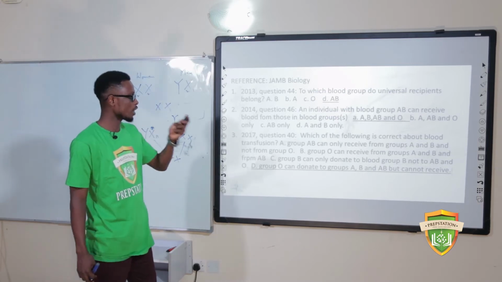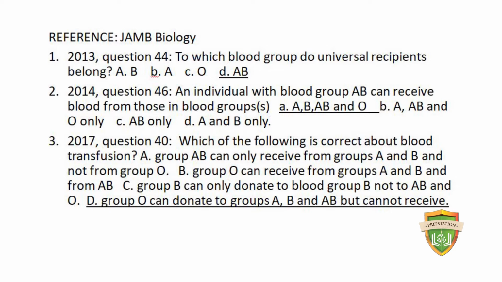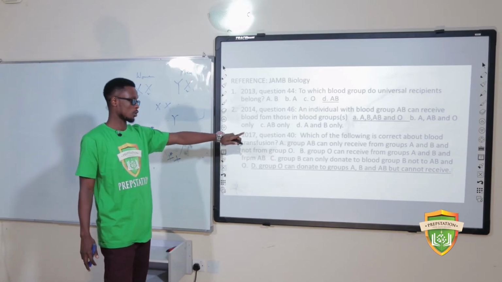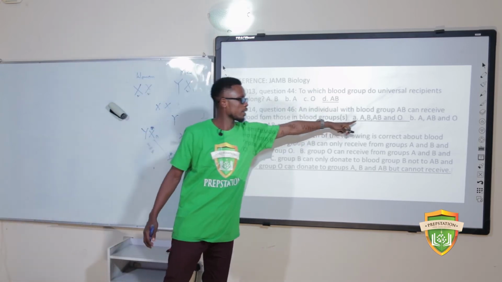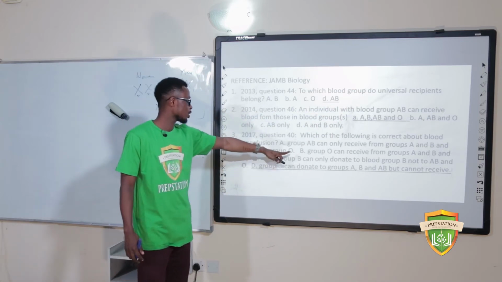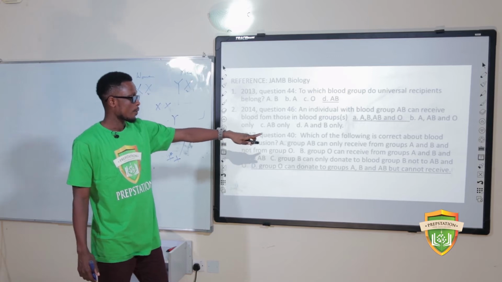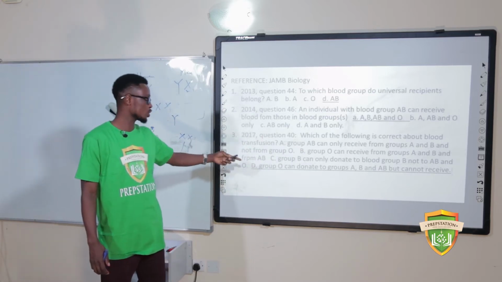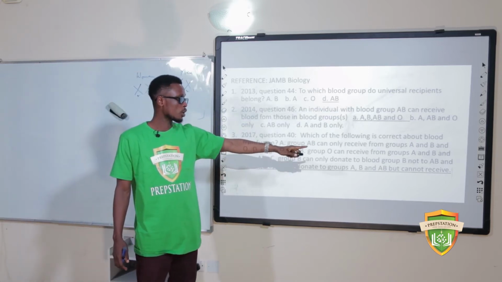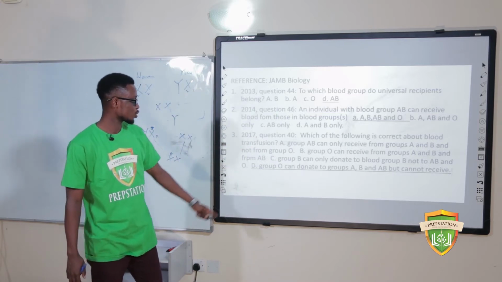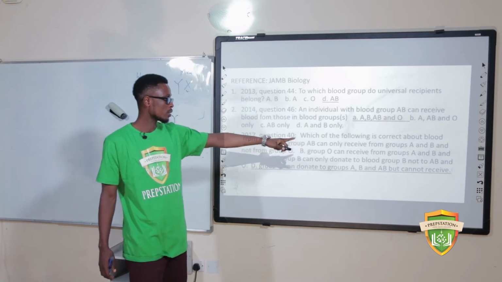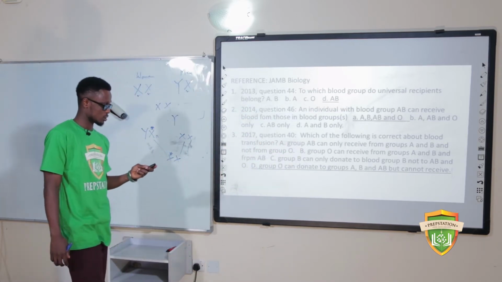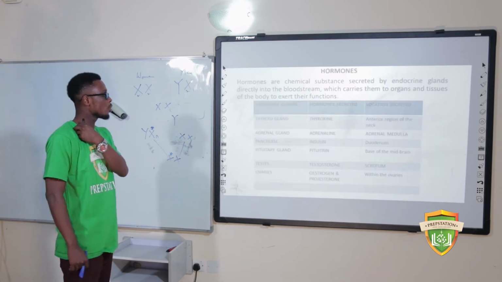2017 question 40. Now, which of the following is correct about blood transfusion? A, blood group AB can only receive from groups A and B and not from group O. But blood group AB can receive from what? From A, B, AB, and O. That means it's wrong. B, blood group O can receive from groups A and AB and from groups A and B and from AB, which is wrong. Group B can only donate to blood group B, not to AB and O. But this one, blood group O can donate to groups A, B, AB, but cannot what? Receive, which is correct.